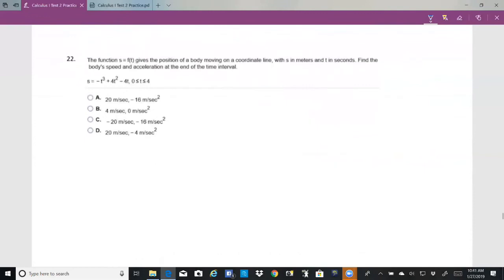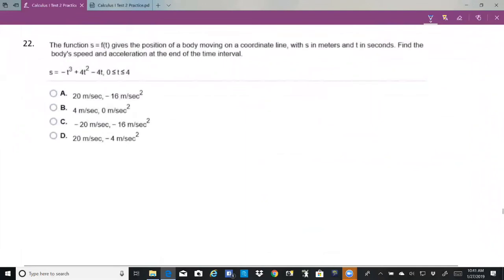Number 22, we have a function s equals f of t, which gives the position of a body moving on a coordinate line. s is in meters and t is in seconds. Find the body's speed and acceleration at the end of the time interval. The end of the time interval is t equals 4. Notice we want the speed, so that's going to be the absolute value of velocity. So the velocity is equal to s prime, which is equal to minus 3t squared plus 8t minus 4.